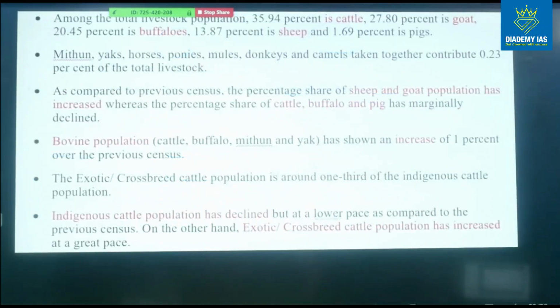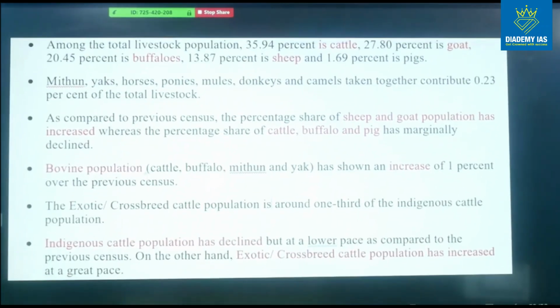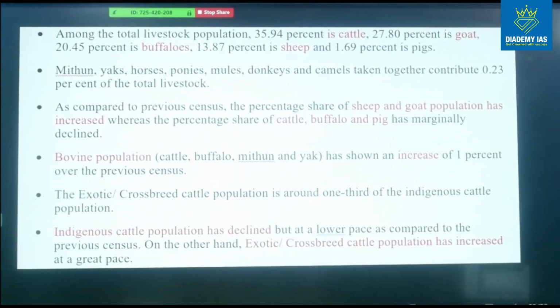Now these are also other facts. Among the total livestock population, 36% is cattle, 27% is goat, 20% is buffaloes, 13% is sheep and 1.69% is pigs. So what is the highest? Cattle, goat and buffalo.